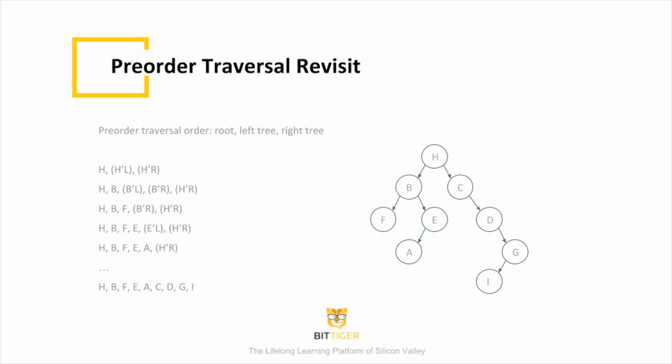The same thing happens on H's right tree. We put C on the list. Since C has no left tree, focus on C's right tree, whose root is D. Put D on the sequence, followed by G and I.